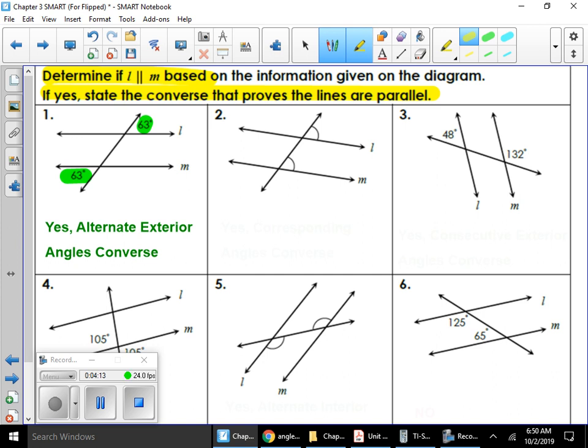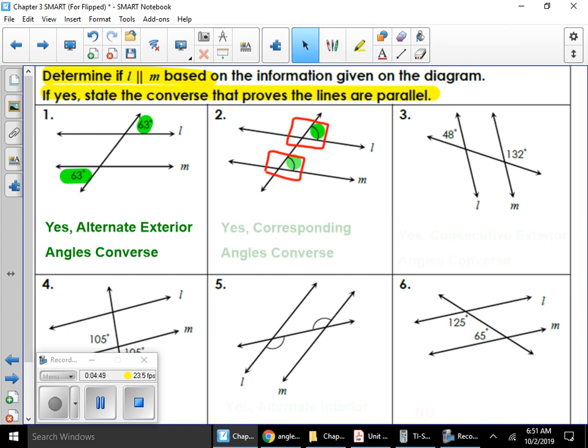Looking at example 2, they didn't give us any numbers, but they did use tick marks there. So the goal is to match up those tick marks. There's one tick mark in each angle. So we know those angles are congruent. The question is, how does that help us? Maybe if we draw in that box, it's easier to see. Note that those angles are both in the upper right side of that box where all the four intersections happen. So we do have corresponding angles, ones in the same position, that are congruent. So yes, the lines are parallel. They're parallel by the corresponding angles converse, because I have congruent corresponding angles.